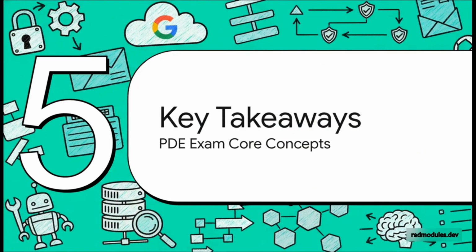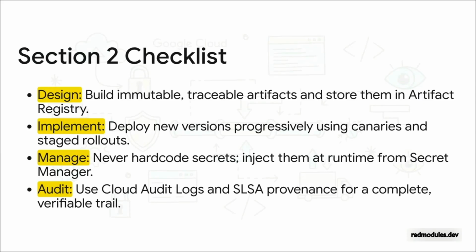Phew, okay, we have covered a ton of ground. So let's take a second to boil it all down into the absolute key takeaways you need to have locked in your brain for exam day. Here it is, your mental checklist for Section 2. For design, think immutable, traceable artifacts stored in Artifact Registry. For implement, think progressive delivery, canaries, and stage rollouts with Cloud Deploy. For manage, think never, ever hardcode secrets. Inject them at runtime from Secret Manager. And finally, for audit, think Cloud Audit Logs and SLSA provenance for a complete verifiable trail.